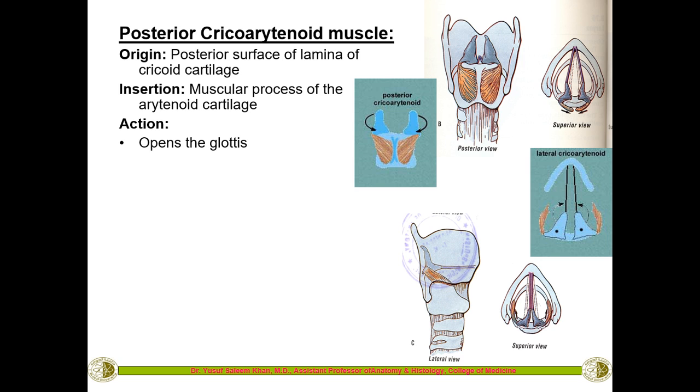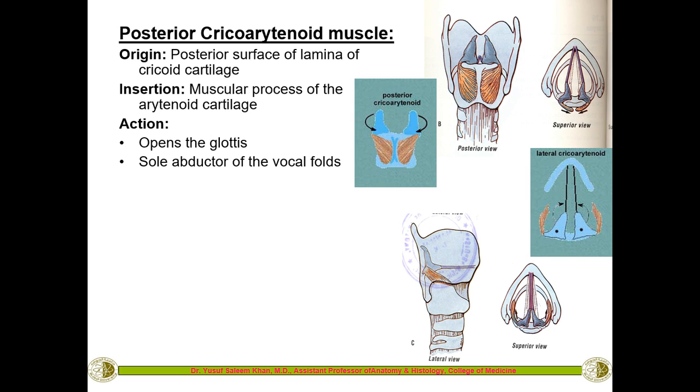What is the action? The very important action is that it opens the glottis. So if you can see here, this is the opening of the glottis. So this is how the glottis will look. When it is closed, it will be like this, and when it opens, it will be like this. So when both the muscles contract, they pull and open the glottis. The most important thing you should remember, this is the sole abductor of the vocal folds. This is the only muscle which abducts or opens the vocal folds. Very important function.